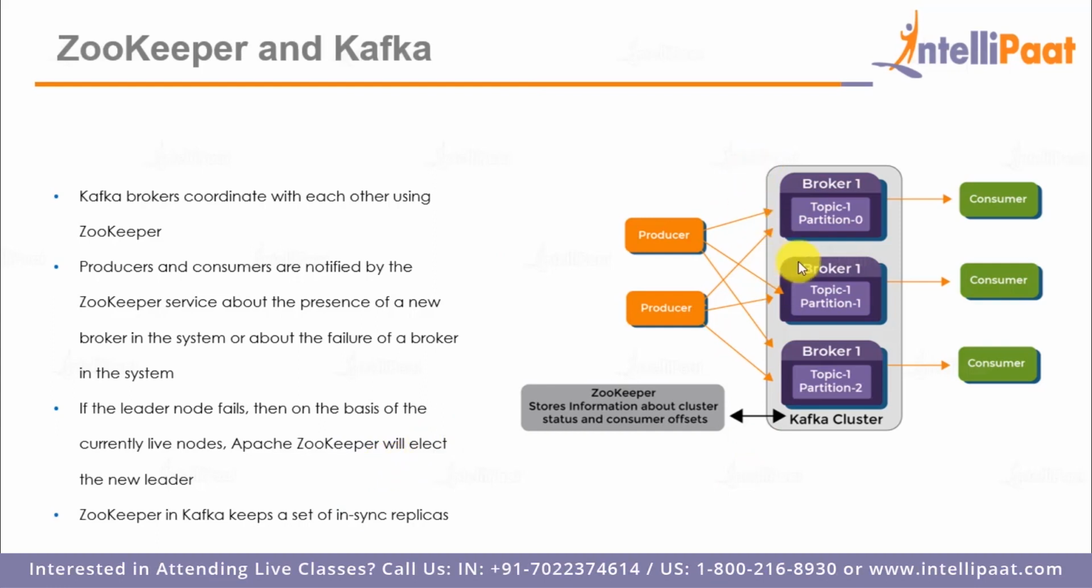So let's say one of these partitions is elected as the leader and that partition fails, then the other partitions which are currently alive, one of those would be made the leader. And Zookeeper in Kafka keeps a set of in-sync replicas. So this is how Zookeeper maintains synchronization between producers, consumers, and brokers.